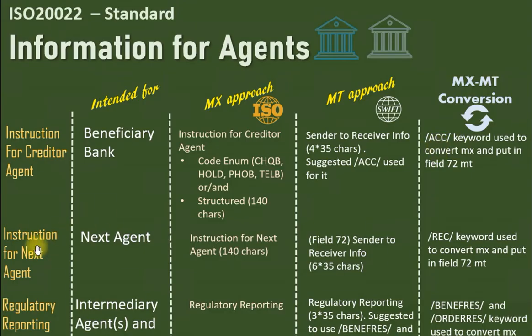Instruction for the next agent is only till the next agent. In the MX world there is a dedicated tag for it, which is 140 characters. In MT it is used with REC. So when you have to convert MX to MT, you need to use this REC keyword and put it in tag 72.